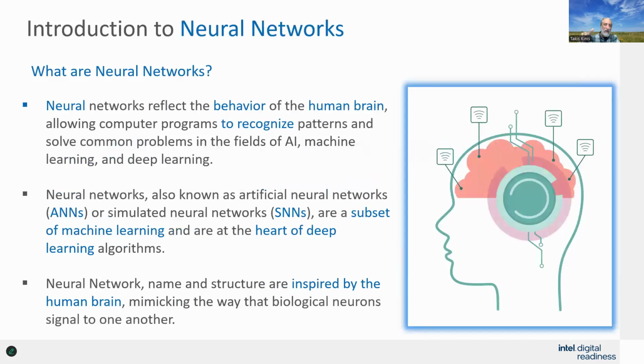So it says here, what are neural networks? It says they reflect the behavior of the human brain. Basically we use these to allow computer programs to recognize patterns and solve problems in the field of AI, and of course in the subsets of machine learning and deep learning, right?